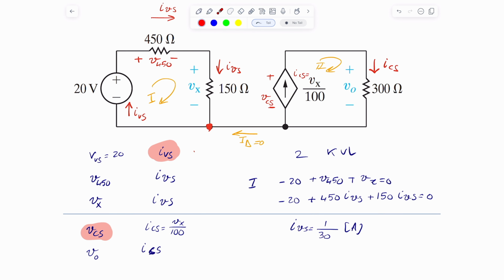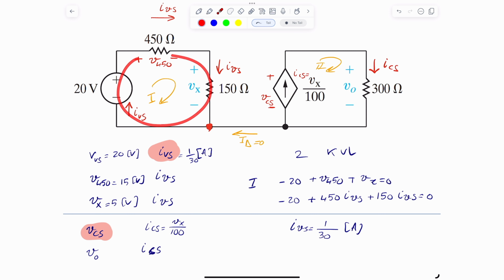Because I know what I V of s is, I can figure out the voltage here and the voltage in Vx. It's the same, and of course I can figure out the power consumed here. I can compute all of these, so let me just do that. The V450, for example, turns out to be 15 volts, and I did the same thing with Vx, and it is just 5 volts.